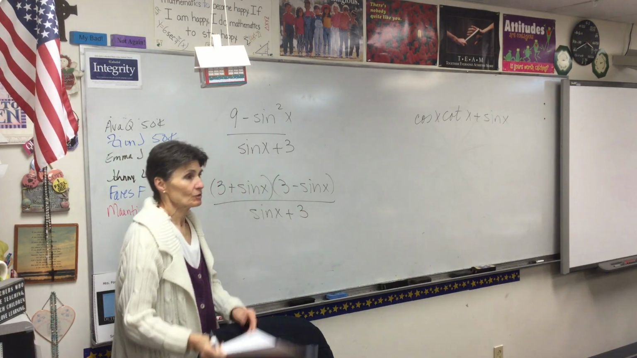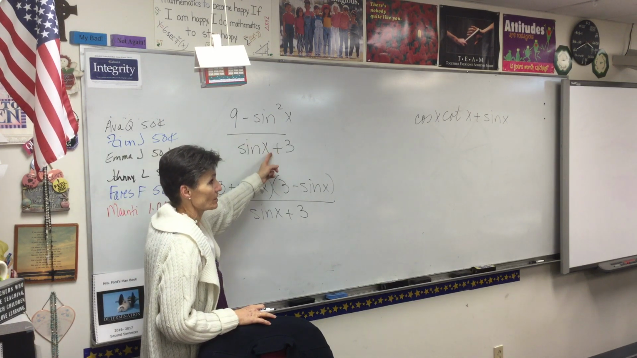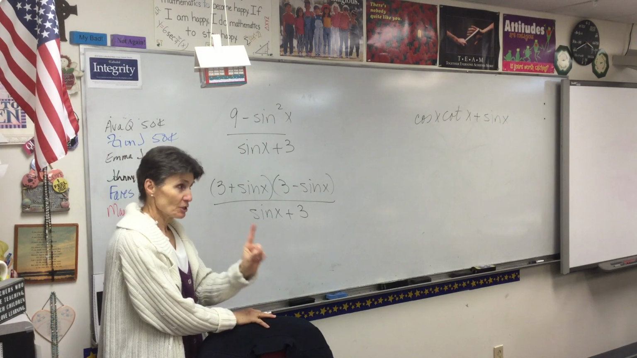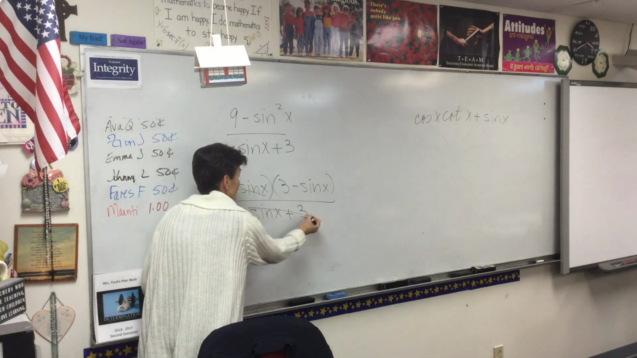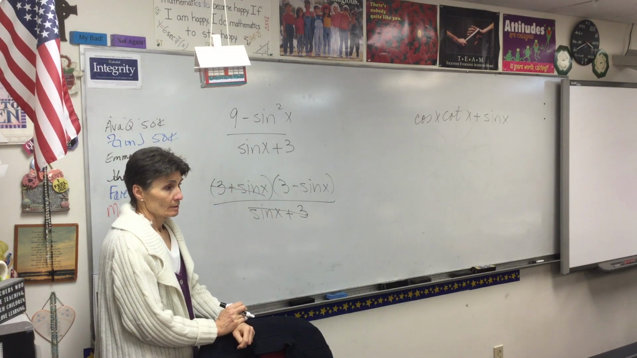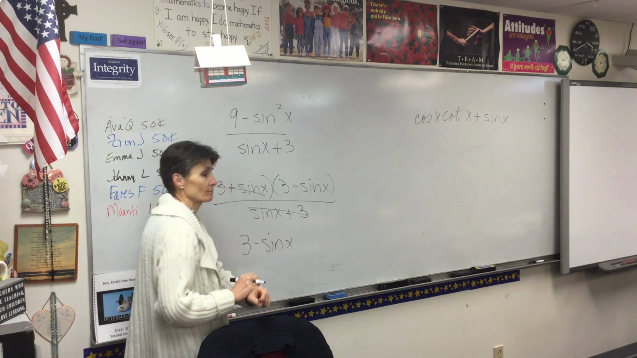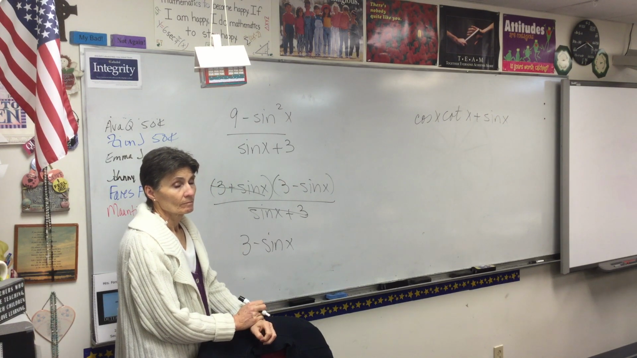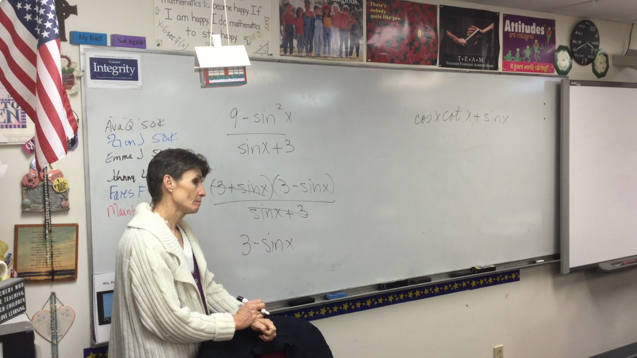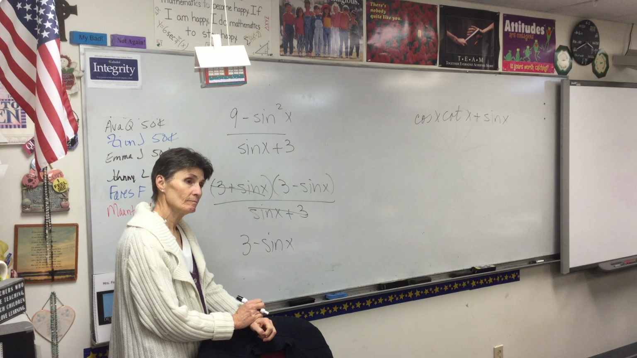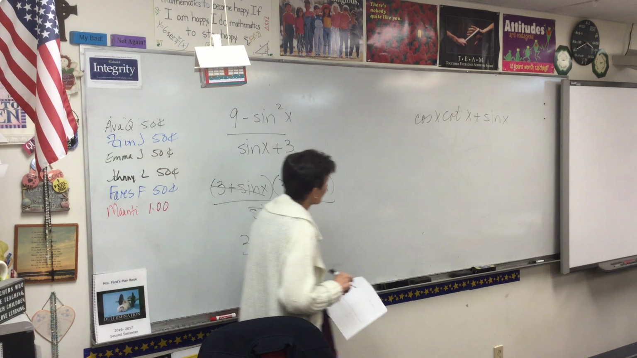Once you have factored, you are allowed to cancel. In additions and multiplications, you cannot cancel unless you factor. Well, you factored, so now you can cancel. See it right there? So the answer to the problem is 3 minus sine. Is that okay with everybody? What about this next one? What do you think about it?